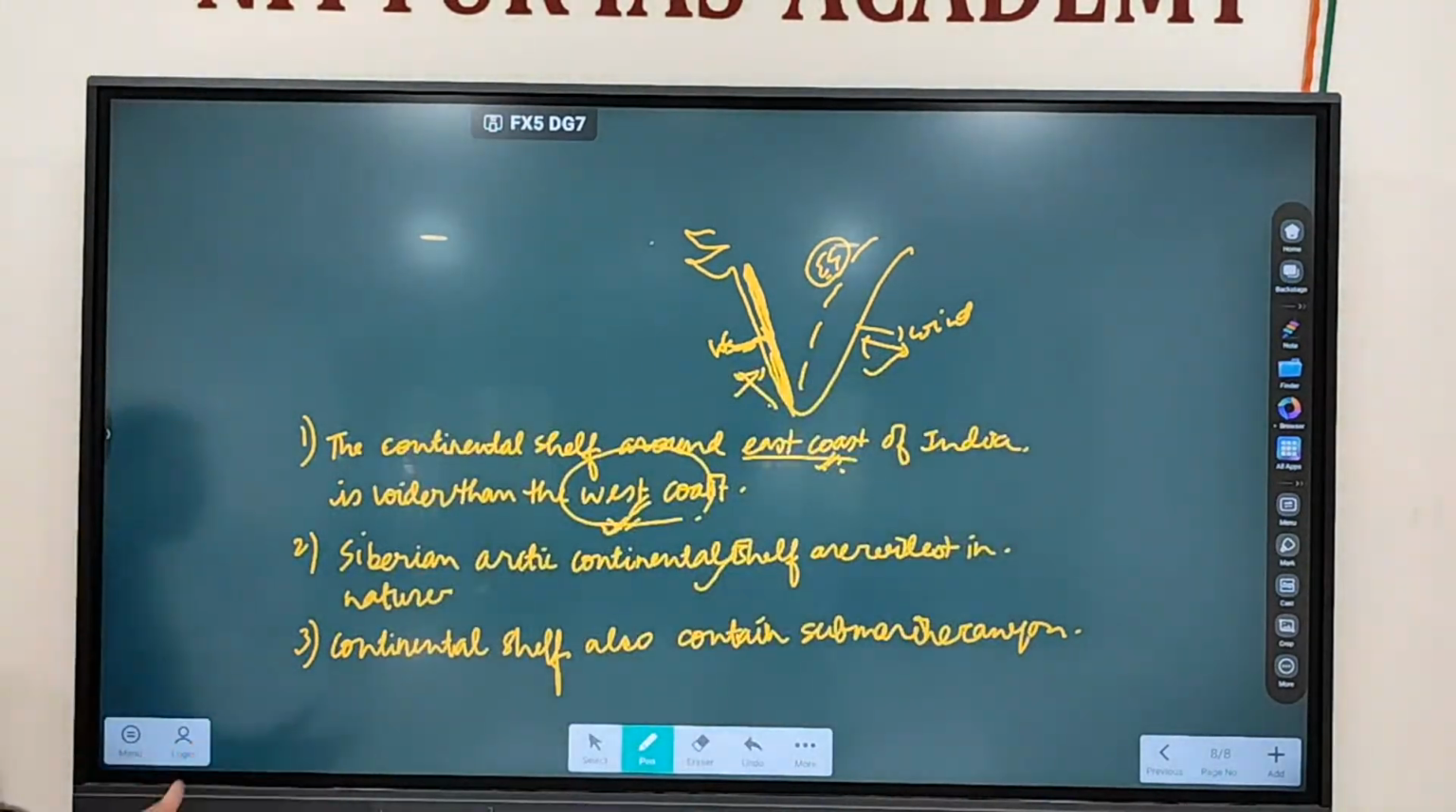And lastly, we discussed that submarine canyons are found in which region? They are found in the slope region. They are not found in the shelf region. They start from the shelf break, not from the continental shelf. We discussed the shelf break region, where the continental shelf ends and the continental slope starts. That is called the shelf break region. From the shelf break you'll see the origin of the submarine canyons. Fine. Any doubt regarding this one?